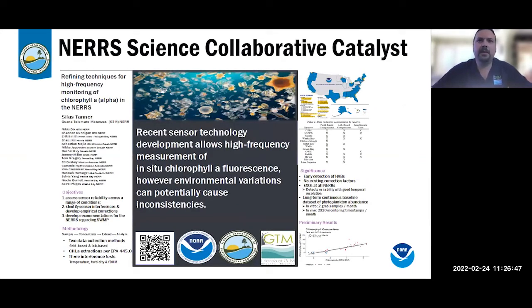I previewed this research last year during last year's State of the Reserve as a poster presentation. The poster was intended to define the project objectives, detail the experimental methods, summarize the research significance, and then provide some preliminary results. In this presentation, I'll be diving deeper into the data that was collected during the project period, and then discussing some of the conclusions that we came to.